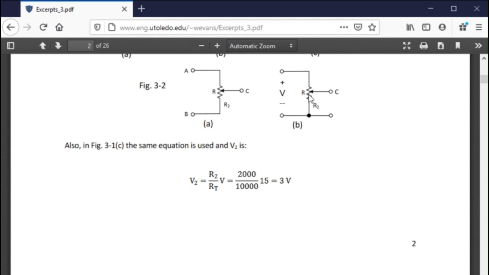So this R total here, is it the sum of the two resistors, or is it just this one resistor? It's really just this one resistor, isn't it? But it goes all the way across, the R total.